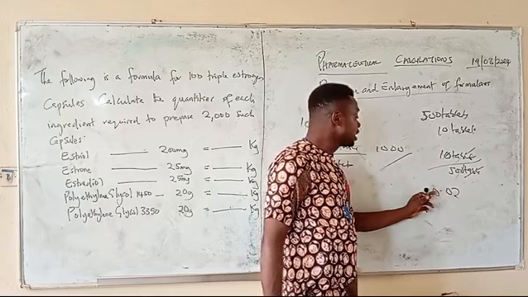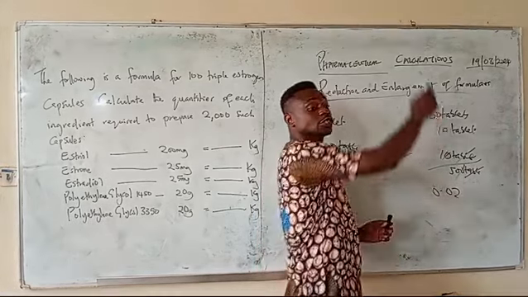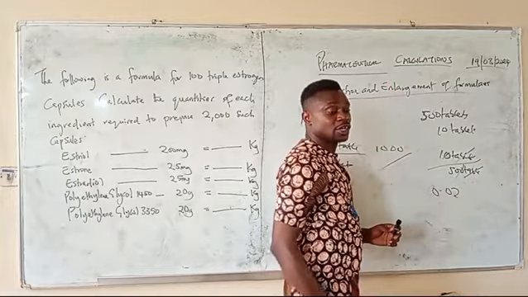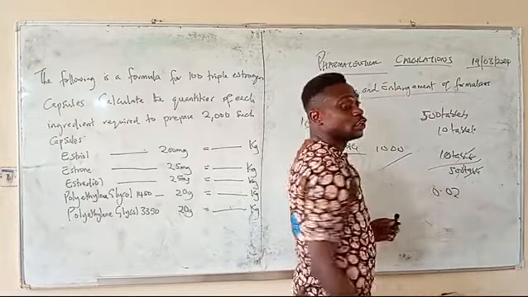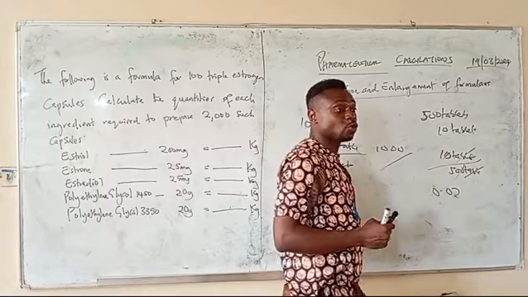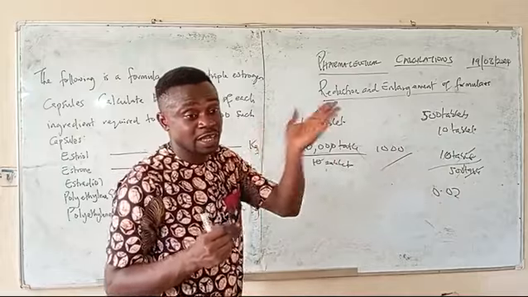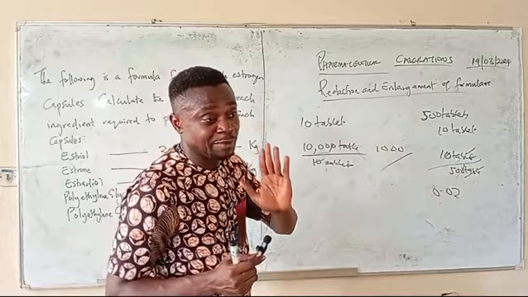reduction factor. This 0.02 is what you use to multiply all the ingredients in that formula to produce another formula, to produce the reduced quantity. Am I clear? So this is basically what you do in reduction and enlargement of formula.